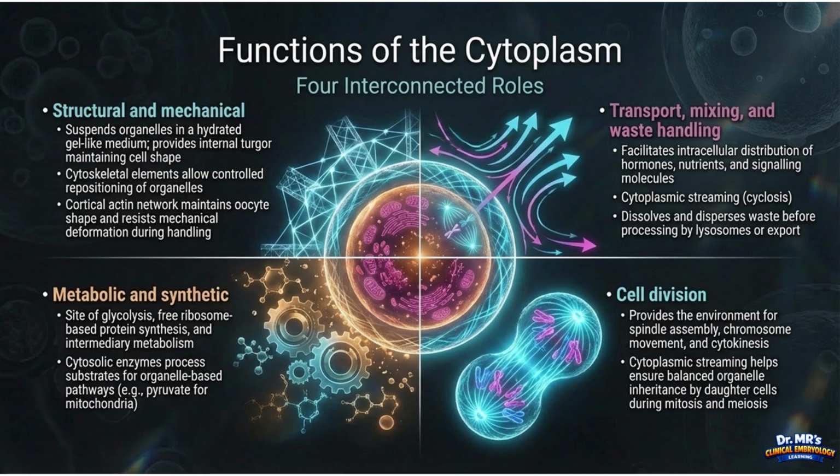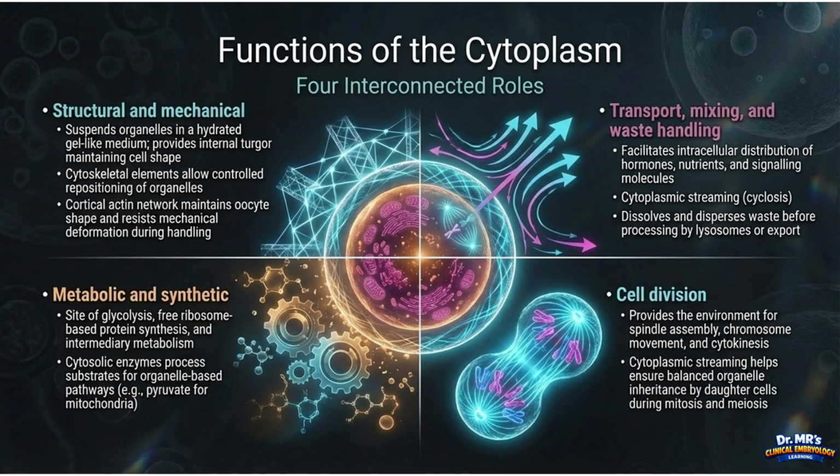The third function is metabolic and synthetic. The cytosol is the site of glycolysis, the entire 10-step pathway, which is critically important in the oocyte because early embryos rely heavily on pyruvate and lactate rather than glucose for their energy, and the cytosolic machinery that processes these substrates underpins that preference. Free ribosomes in the cytosol synthesize proteins destined for the cytoplasm itself, the nucleus, mitochondria, and peroxisomes. In the oocyte, this includes translation of stored maternal messenger ribonucleic acid, which is the engine driving all development before embryonic genome activation.